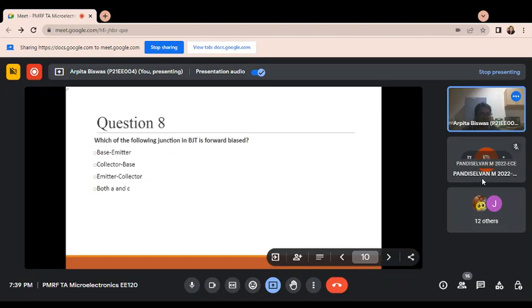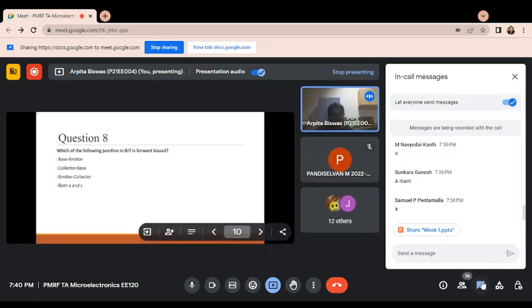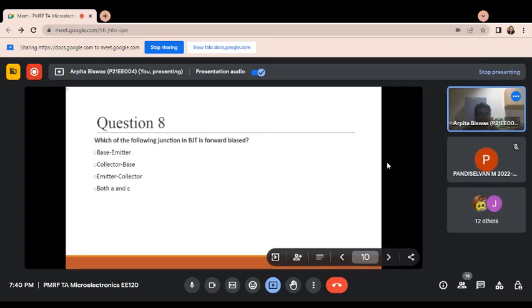Pandy Silvana, can you please unmute yourself and give the answer? What is the right answer? You can write it also if you are facing a network issue. Yes, the right answer is option A. So next we are moving toward question number 9.